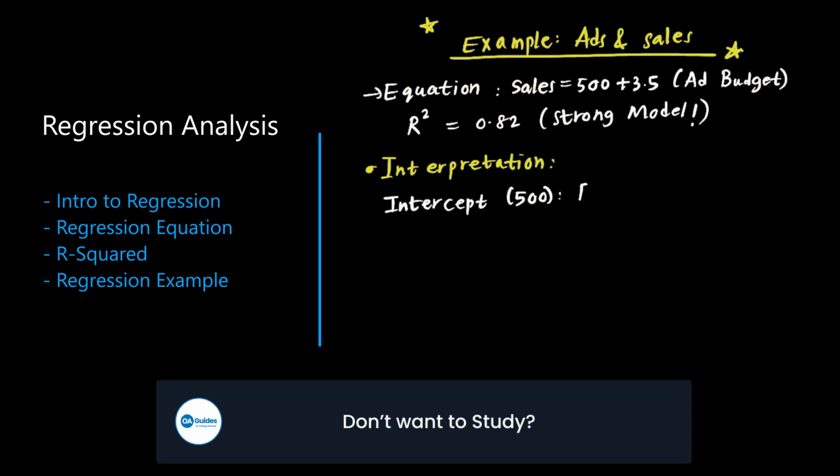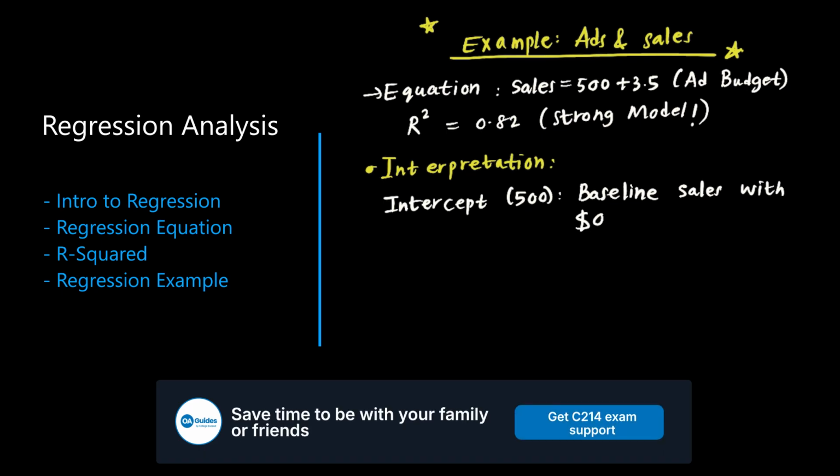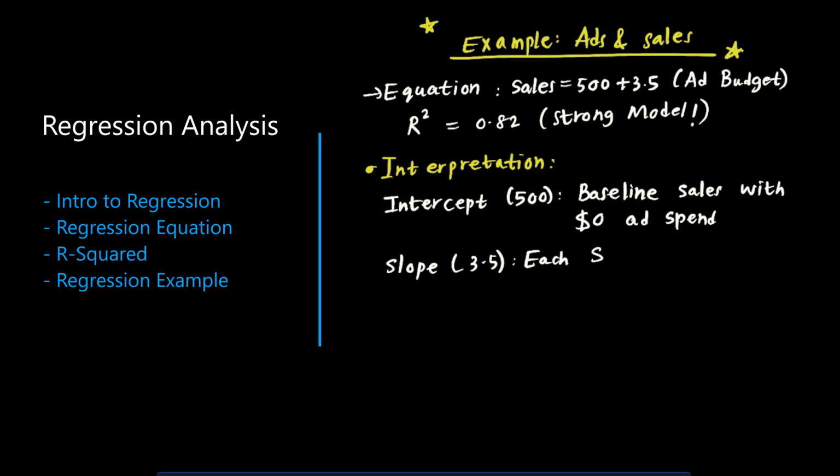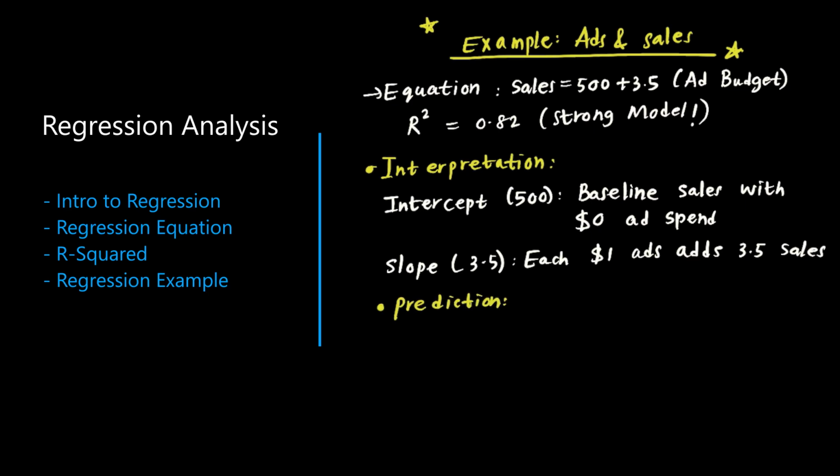First, let's interpret this. The R-squared of 0.82 is high, so this is a pretty reliable model. The intercept of 500 means that if the company spent $0 on advertising, it would still predict sales of 500 units, perhaps from brand loyalty or word of mouth. The slope of 3.5 is the key insight for the manager. It means that for every additional dollar spent on advertising, the company can expect to sell an additional 3.5 units.